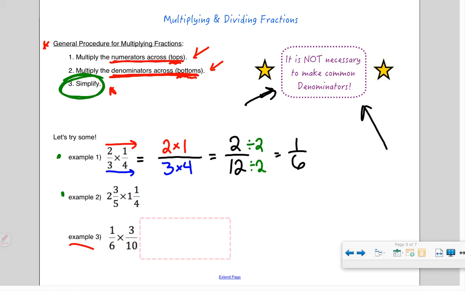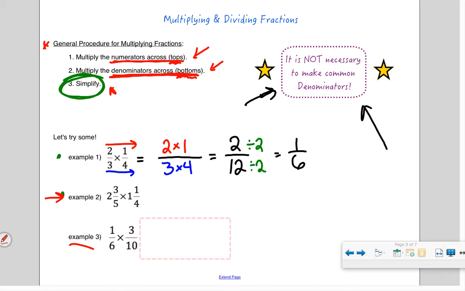One thing, let's look at example 2, that is important to keep in mind when we multiply, and now we have mixed numbers. With mixed numbers, unfortunately, you can't just go 2 times 1 and then 3/5 times 1/4. You can't just take these separately. What you have to do when you're dealing with mixed numbers is make them improper.